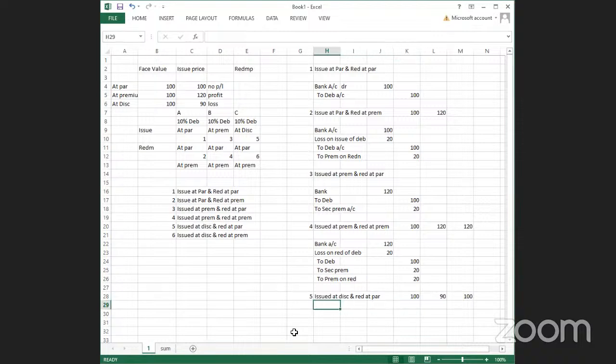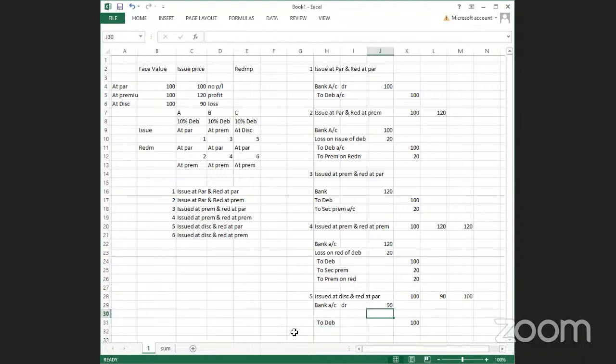So bank account debit. How much are we collecting? Only 90, right? So against bank, always write the amount which is collected by you. So bank account debit 90. Then debenture is your liability. So how much is the face value of debenture? Always write 100 against debenture. This value doesn't get affected whether it's issued at premium, par, redeemed at par or premium, or issued at discount. This always remains 100 face value.